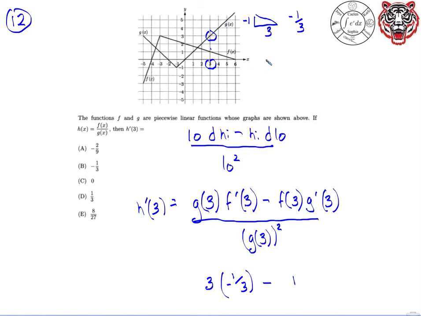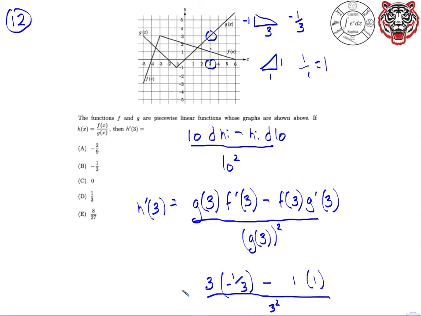You rise 1, run 1. 1 over 1, which is 1. Yes, you guys got it. So g prime of 3 is 1. All of this is divided by g of 3 squared. So g of 3 again is what? 3. 3 squared. So I need to do 3 times negative 1/3.